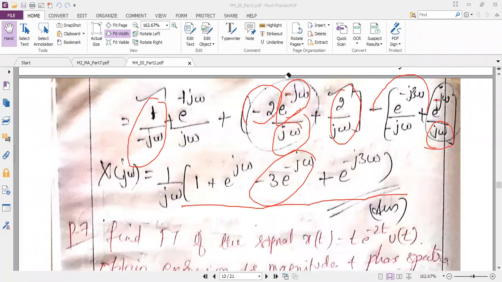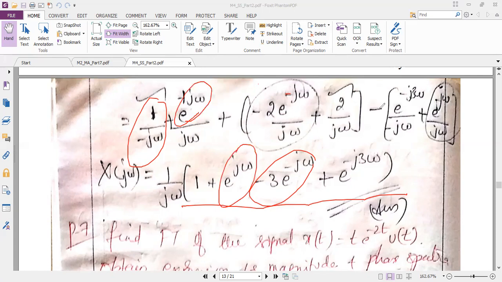Similarly, which terms we can combine? Tell me. I think we cannot combine any terms, right? We cannot combine any terms. So this term we can keep as it is, e power plus j omega, I have kept as it is. And this minus minus becomes plus, okay? So this e power minus j 3 omega also I have kept as it is.